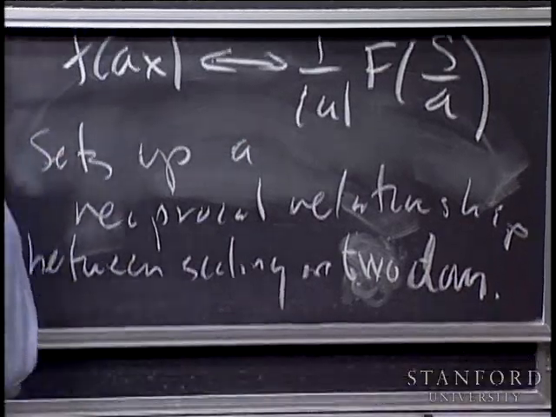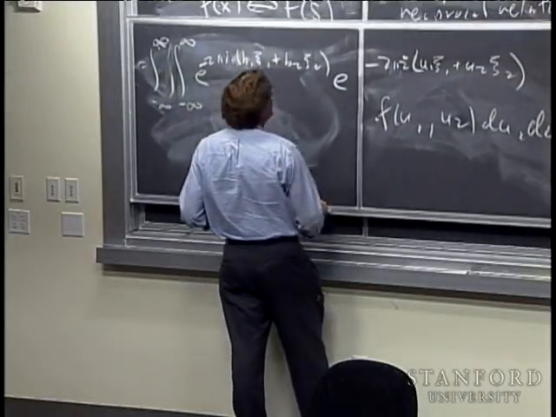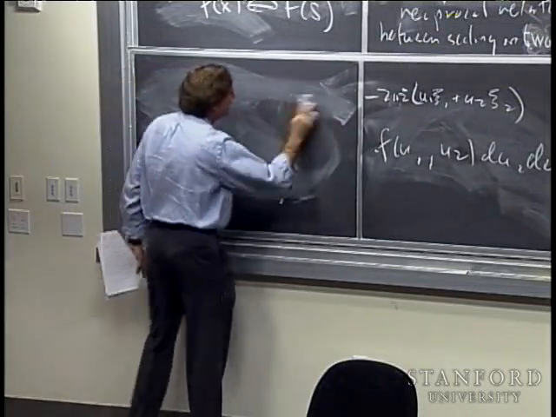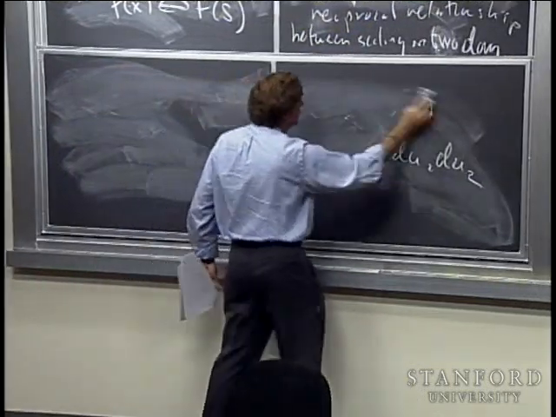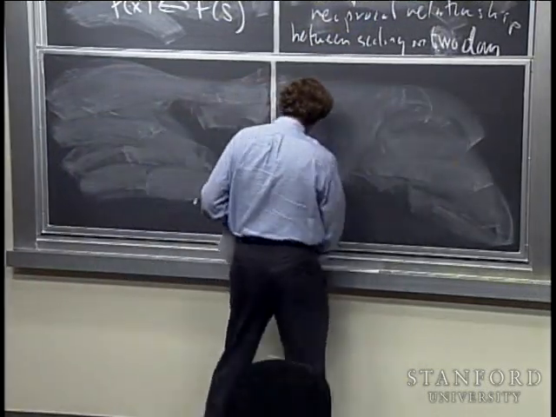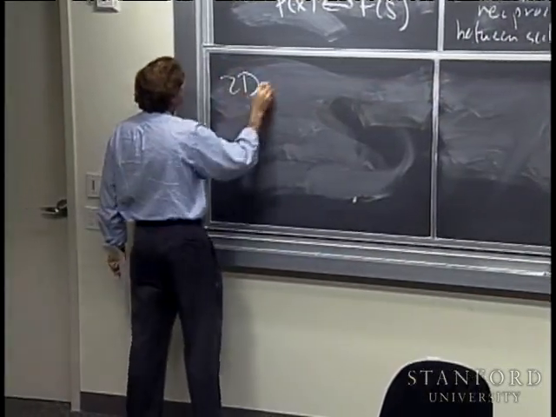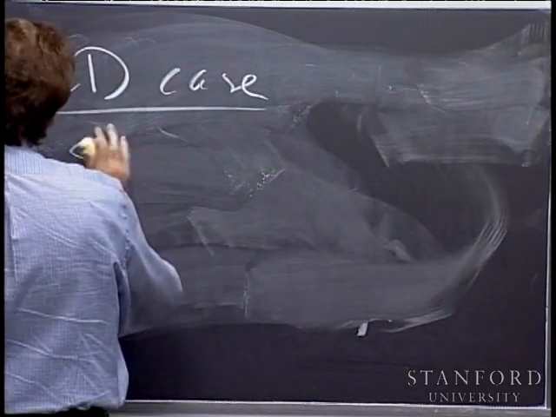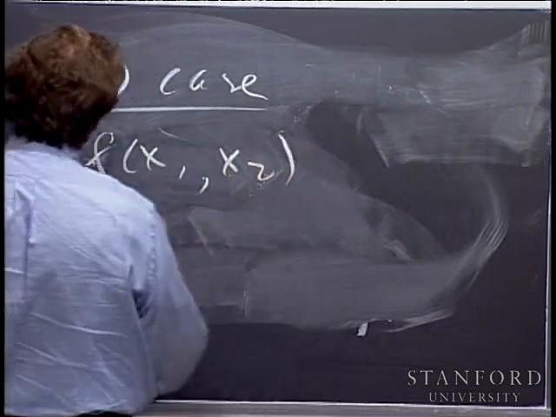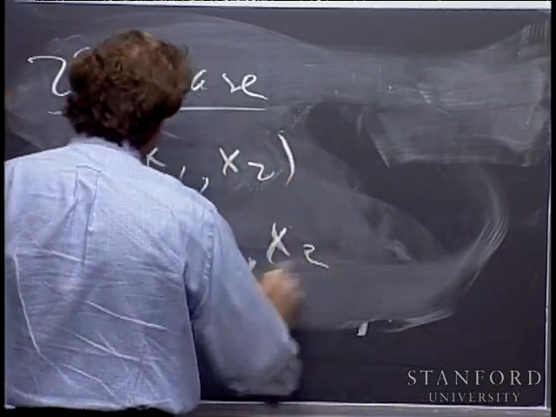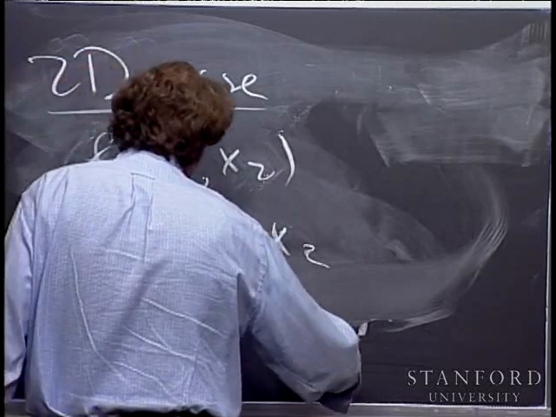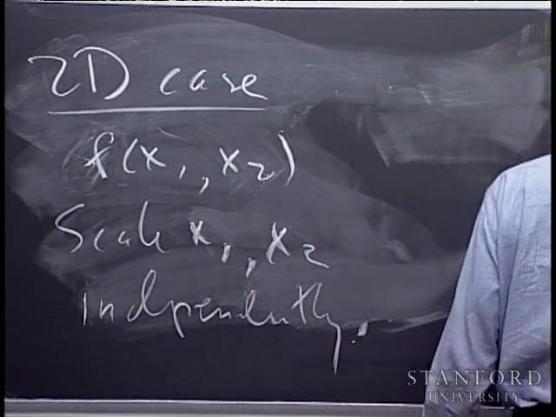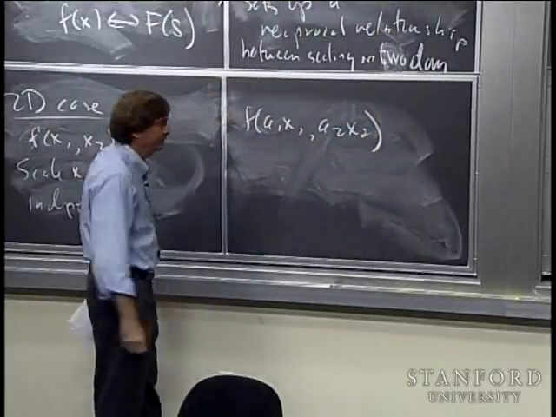Now, what about in the higher dimensional case? So again, let me look at the two-dimensional case, and I'll state one formula that is directly analogous to the one-dimensional formula, and then I want to do something that's a little bit more general. All right, so let's look at the 2D case. And again, we can scale the variables independently. So we have a function of x1 and x2, and we can scale x1 and x2 independently. That is, we can look at f of a1 times x1, a2 times x2. And the question is, what happens to the Fourier transform?